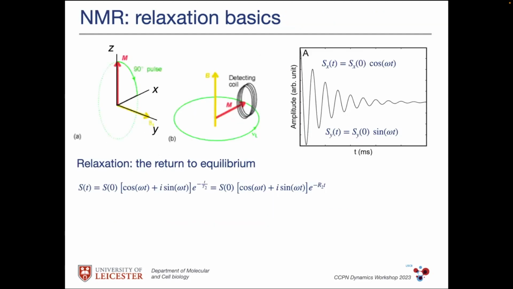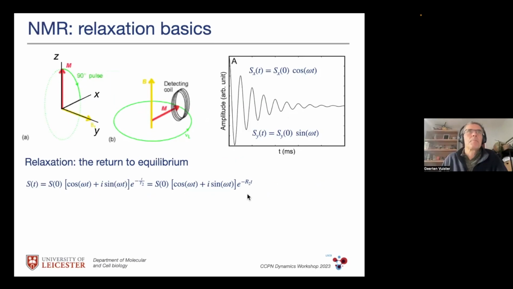Okay, so just a quick recap. If we have given a pulse and we detect our signal, then we measure something like this, and typically we measure a complex signal, so we have something that goes with a cosine and a sine, and that comes into our detector. But we also know that that signal disappears. In this particular case, we just phenomenologically add a term there, which is a decaying time constant to the signal.